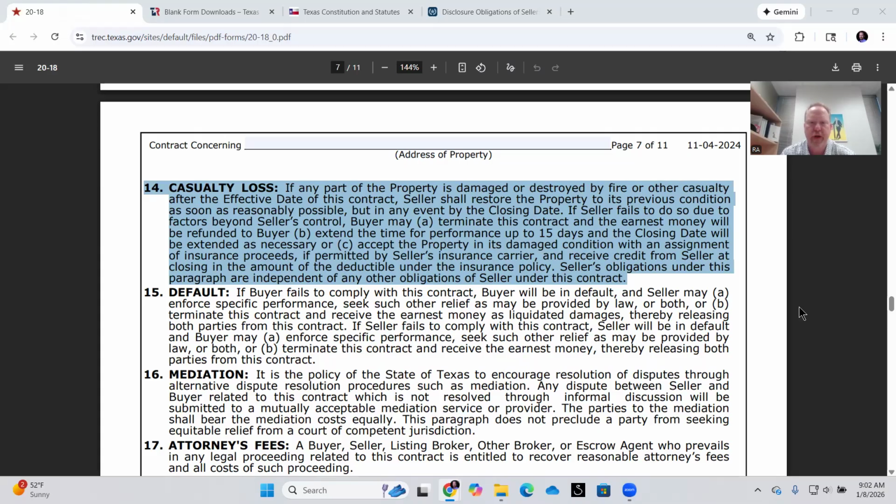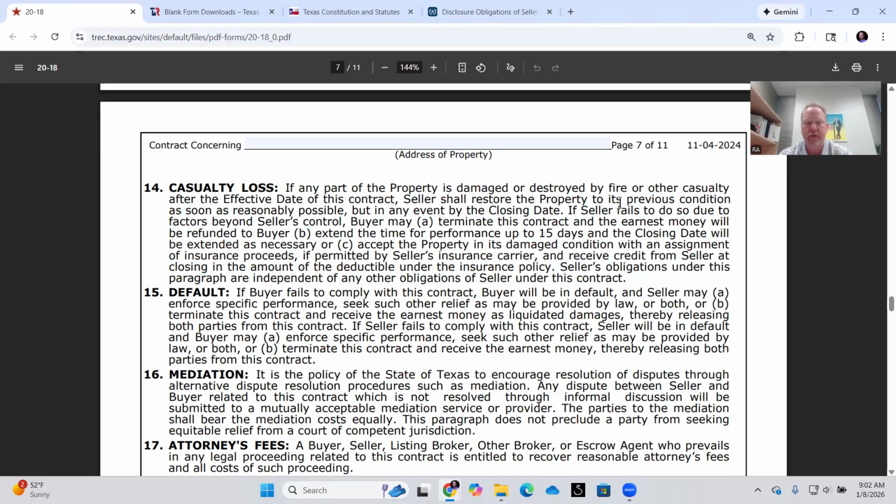1 to 4 family contract, paragraph 14, casualty loss. What this paragraph is stating is that if anything happens, if there's a casualty loss which requires an insurance claim, it has to be restored. If there's any damage to the property while it's under contract, the seller has to restore it. This is specifically talking about insurance, right?